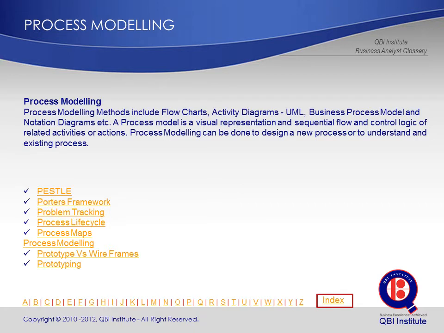A process model is a visual representation and sequential flow and control logic of related activities or actions. Process modeling can be done to design a new process or to understand an existing process.